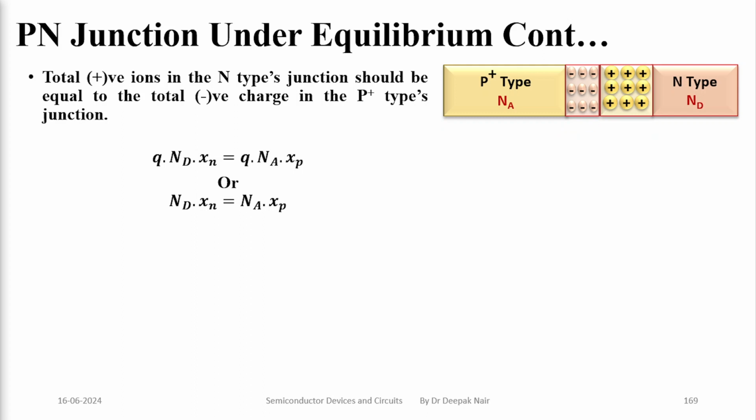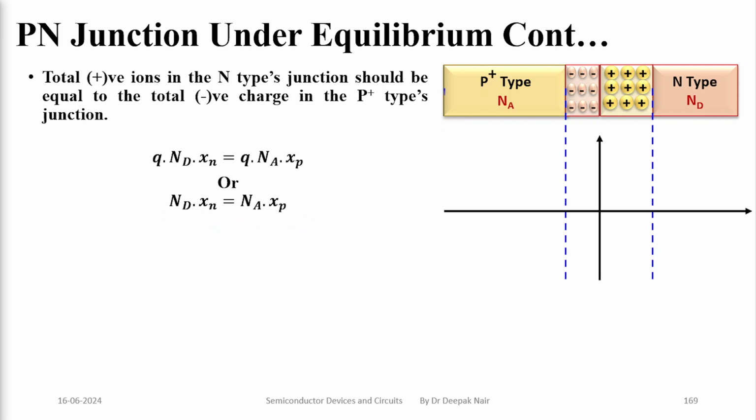So by equation we can say that Q multiplied by Nd multiplied by Xn should be equal to Q multiplied by Na multiplied by Xp. Q and Q are the same, so we can neglect these Q's and we will end up with Nd multiplied by Xn is equal to Na multiplied by Xp. What are Xn and Xp?